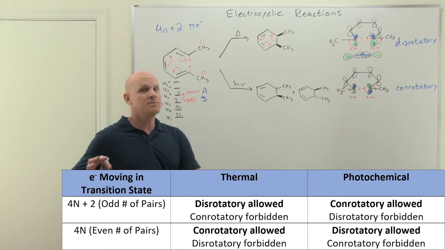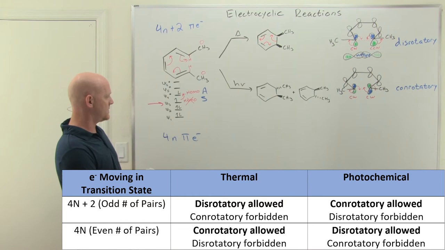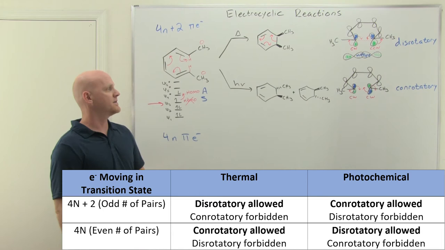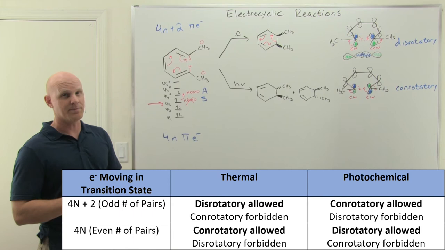Cool. When we do this in multiples of 4, so a 4n number of pi electrons, as we're about to here in a second, then it's all flipped. We'll find that where we're only moving a multiple of 4 pi electrons, an even number of pairs, it's actually going to be disrotatory that is forbidden under thermal conditions, and conrotatory allowed. Under photochemical, it wouldn't be conrotatory allowed, it'd be disrotatory that would be allowed and conrotatory forbidden. It's all flipped when you're dealing with an even number of pairs of pi electrons, a multiple of 4 pi electrons. Let's take a look at an example.